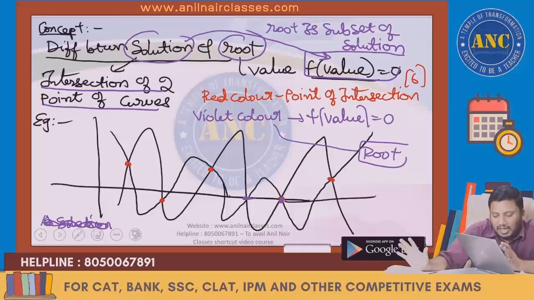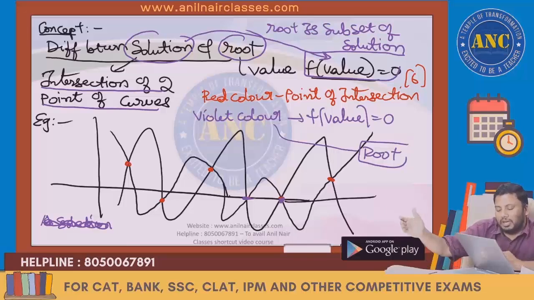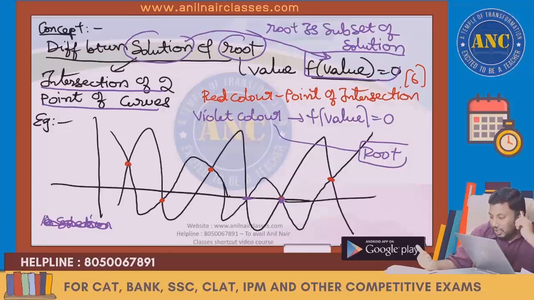One is a red color. Red color is nothing but the point of intersection. Anything that is violet color is nothing but the root. There are many points of intersection, out of which a few points of intersection will make y equivalent to 0. If y is f of x, that is nothing but a root. Please write down.